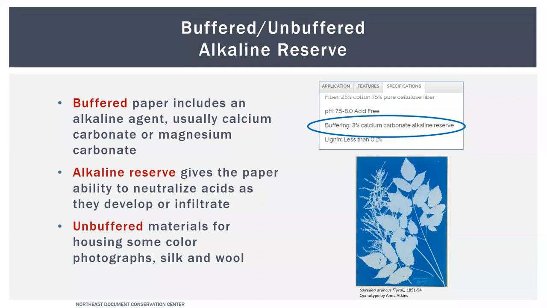Most materials will benefit from being stored in buffered materials. However, there are a few critical exceptions. Some color photographs and animal protein-based materials such as silk and wool should be stored in unbuffered storage materials. Silk and wool are naturally slightly acidic and will deteriorate less quickly if kept in a compatible environment.